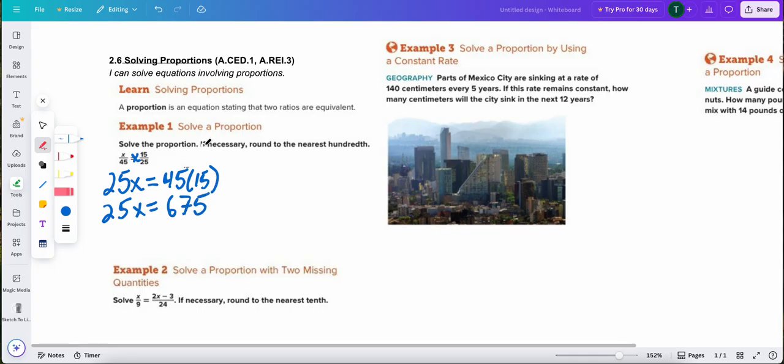And then to solve this, we divide both sides by 25. And that would get me x equals 27. Okay, so that's how I prefer to do it. You could also do it this way.